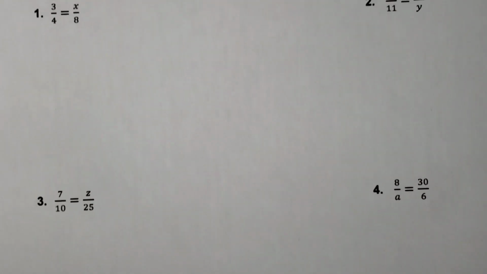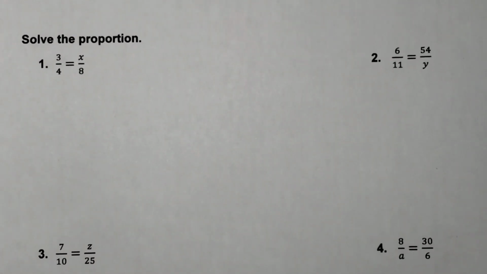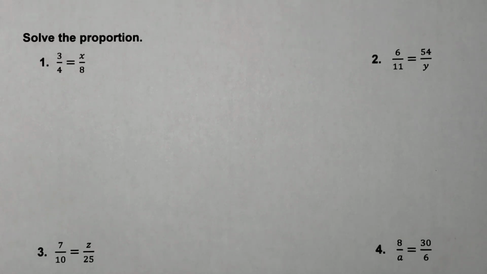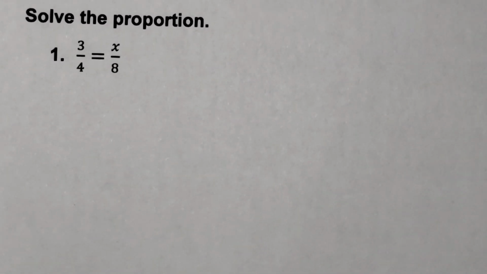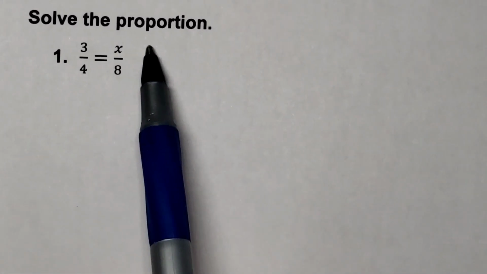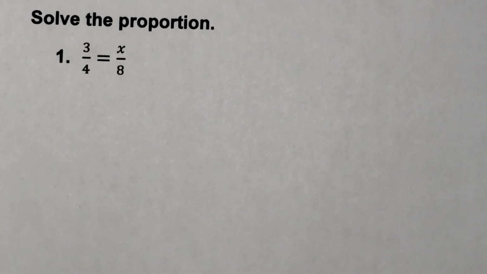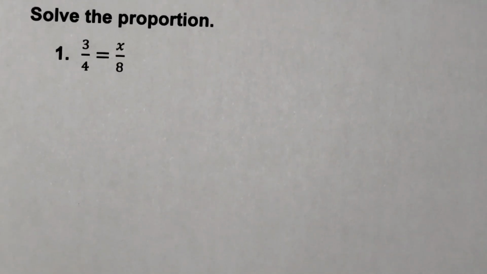Now let's do some problems. Solve the proportion for number 1. I'm going to go back and forth between using mental math or cross products as a strategy to solve these problems. Also, you can pause this video first, do the problems yourself, then play it and see if you got the right answer, okay? For number 1, let me zoom in. We've got 3/4 is equal to x over 8. Which strategy do you think is easier to use? Mental math, or do you want to do cross products?